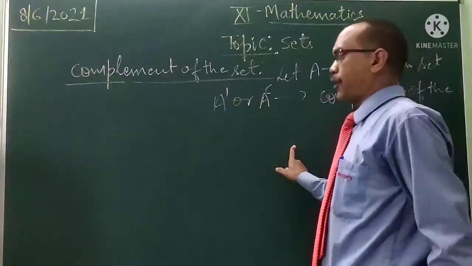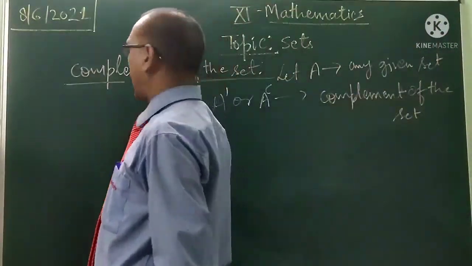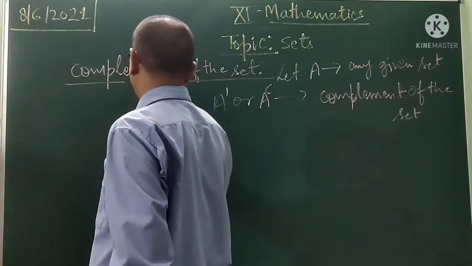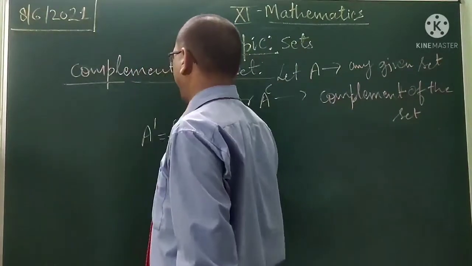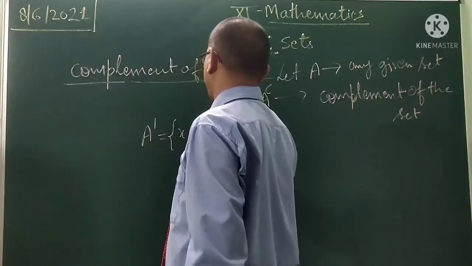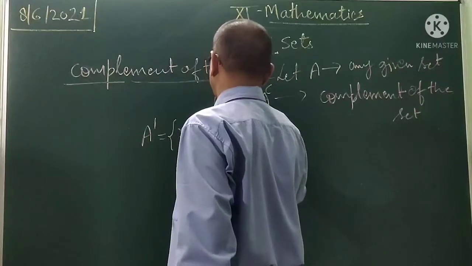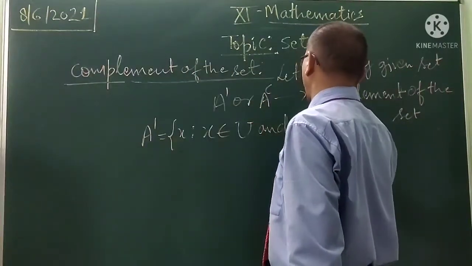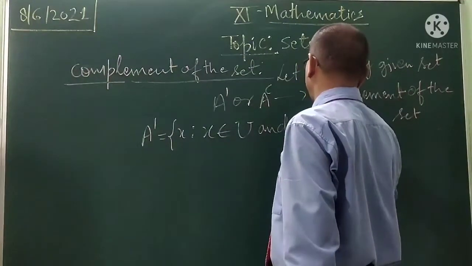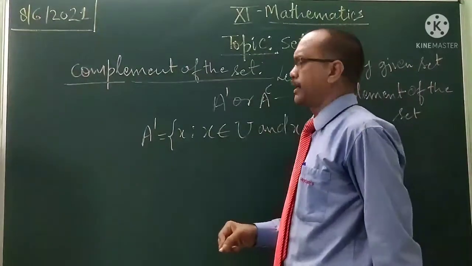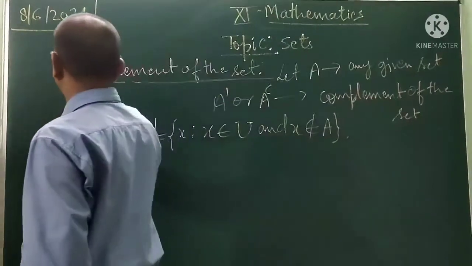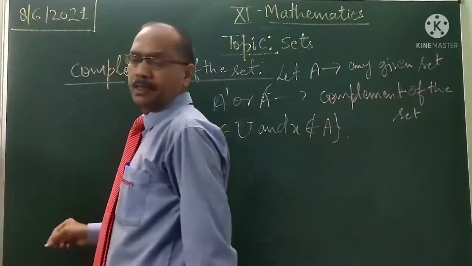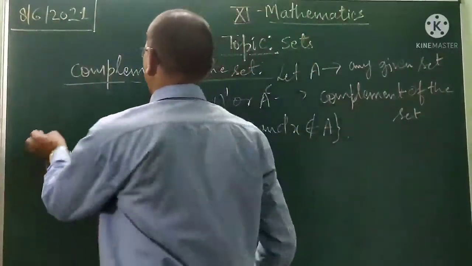Students, after roster form, see the set builder form. A complement equals the set of x such that x belongs to the universal set and x does not belong to A. It is the set builder form.